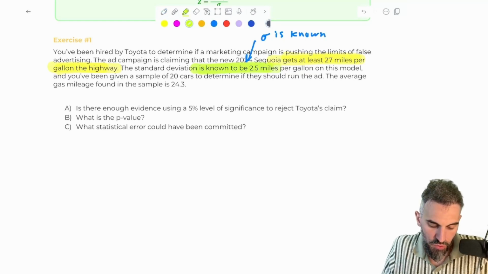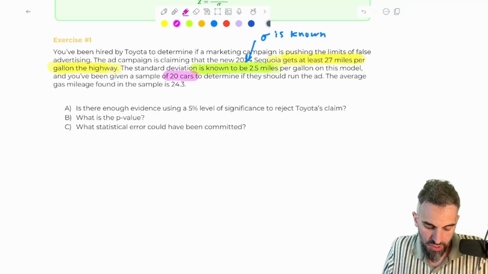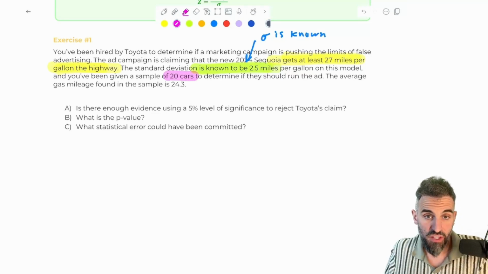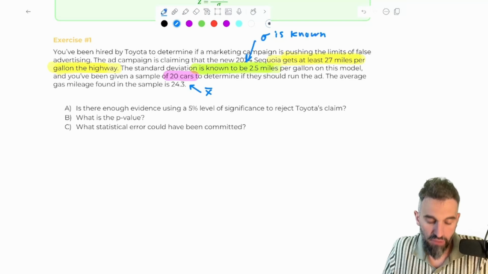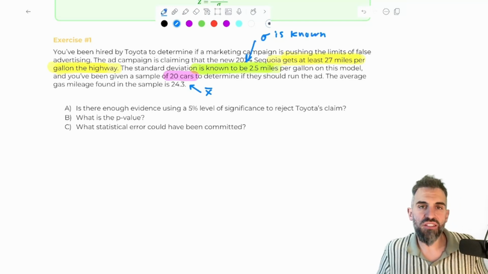You've been given a sample of 20 cars. This is your sample size to determine if they should run the ad. And you found that the gas mileage on average was 24.3. So this is your sample average. And this is how you test a hypothesis, guys.